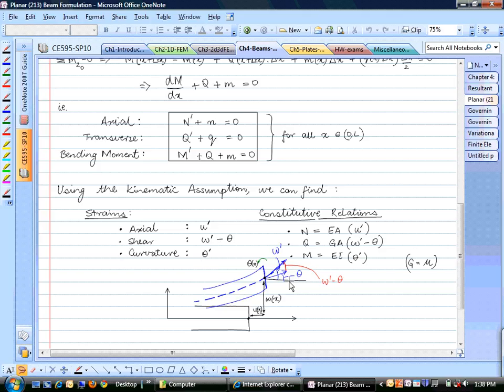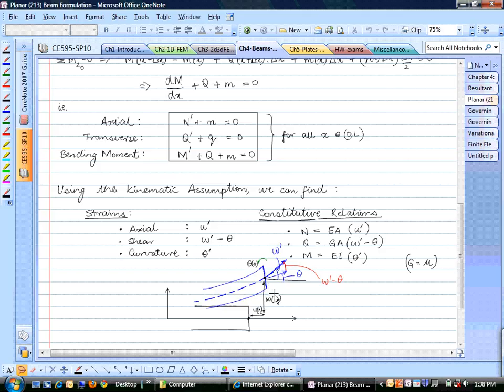And when we say that this W prime, that's the angle of this axis, is equal to theta, when this quantity is zero, then we get the Bernoulli-Euler beam theory. So in that case, we are assuming that the shear deformation is zero.